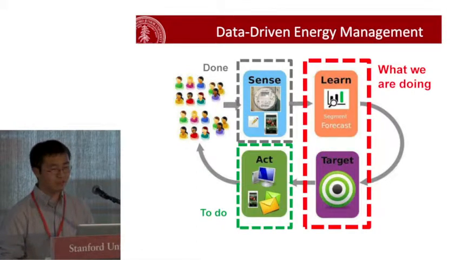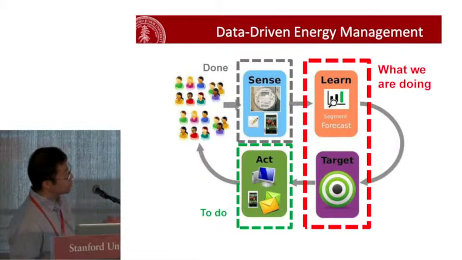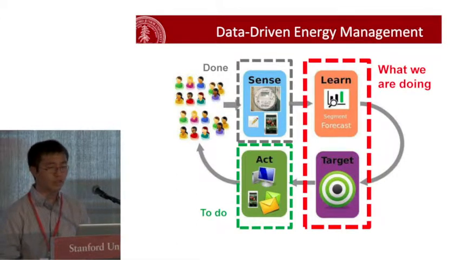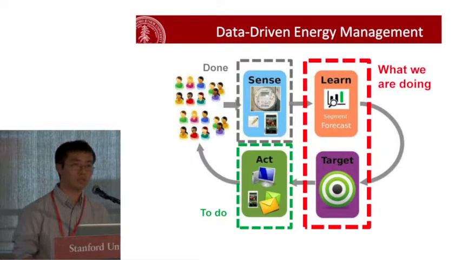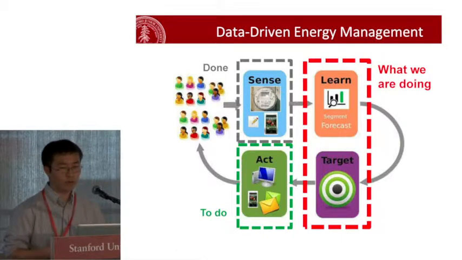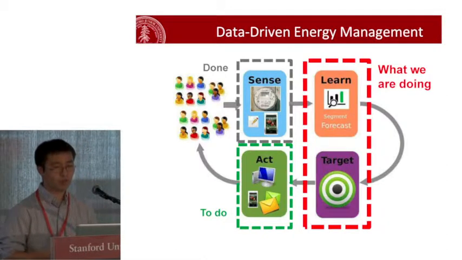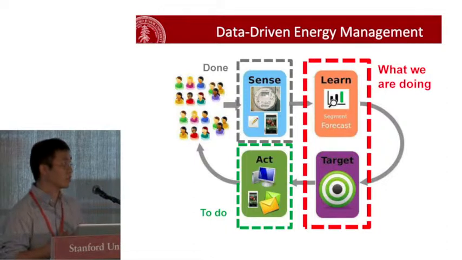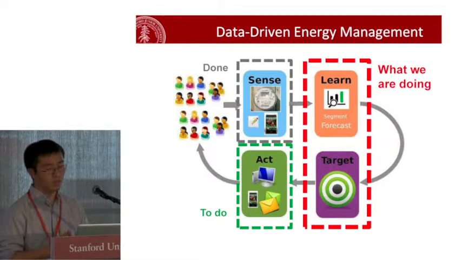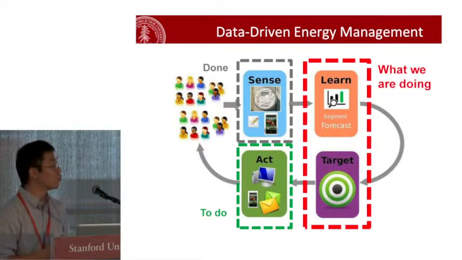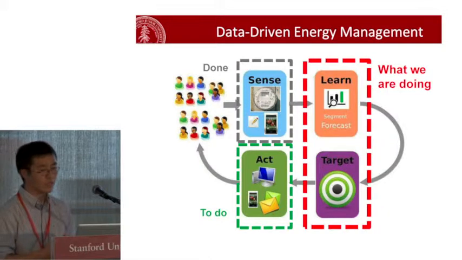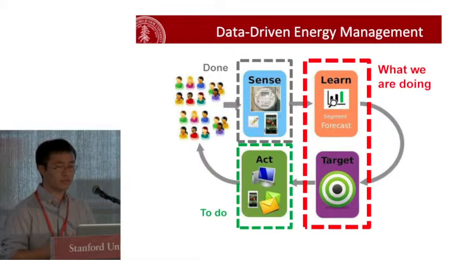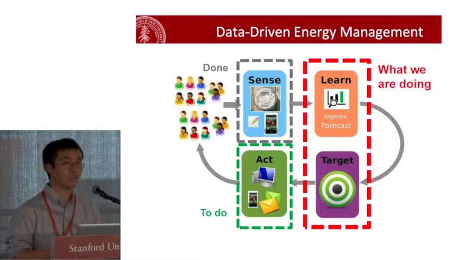So smart meter is already installed. That's why it's in gray color. And then what we are doing is learning and targeting. Basically, the purpose of all the data analytics on smart meter data is that we want to improve demand side energy management using the smart meter data. Based on the time series energy consumption data, we learn the customer's consumption pattern, and we want to predict a customer's consumption and load shapes. And based on the various features, we want to target certain energy programs.